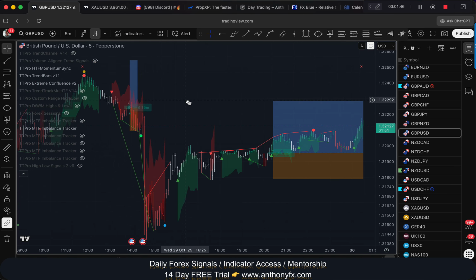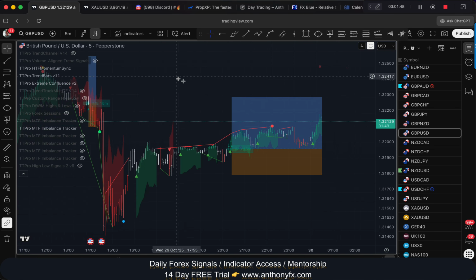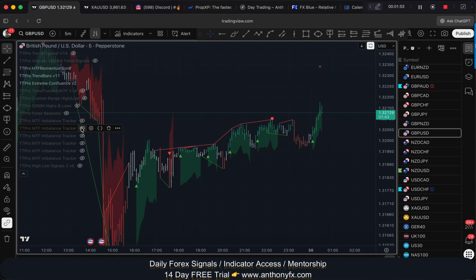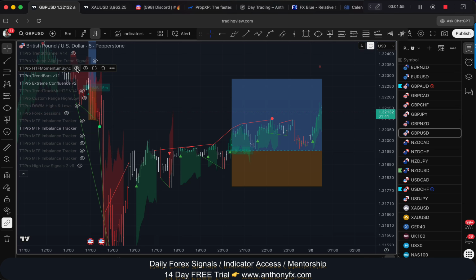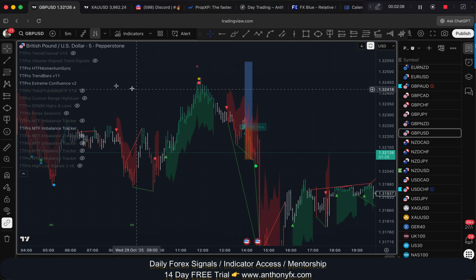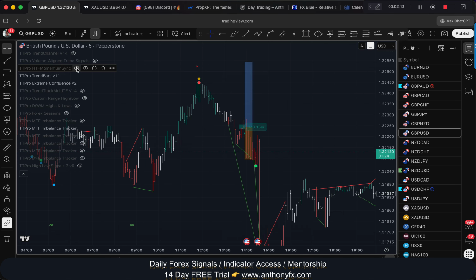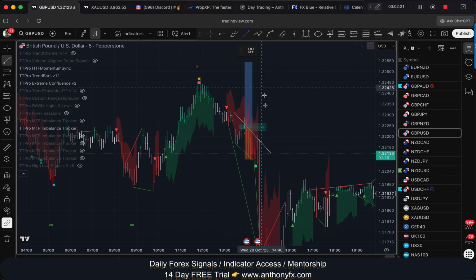Now here's the thing. There's a signal back here. I'm going to show you this. When this goes off, we need to see the green shaded zone behind it. We need that. That confirms to take that trade. Back here, watch when I click the momentum sync, we have a red zone behind it. So that is a no-go. We just ignore it.